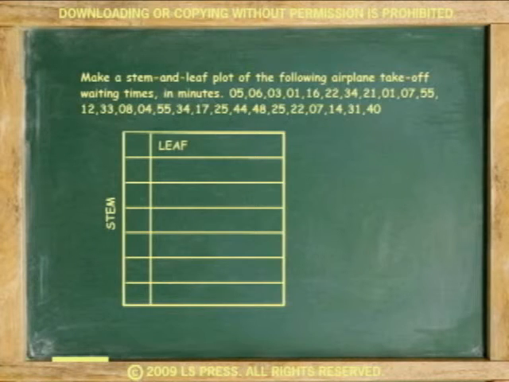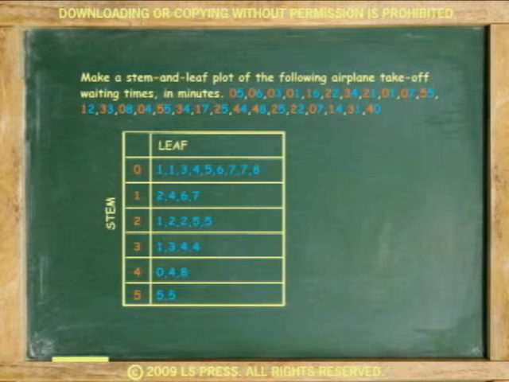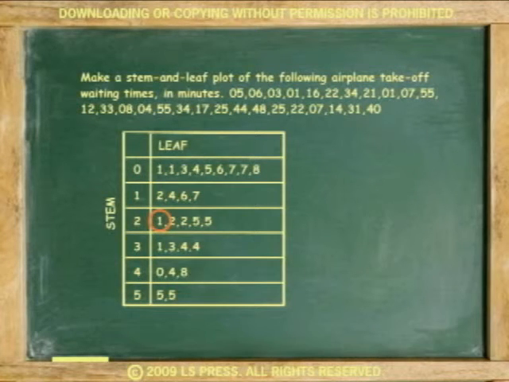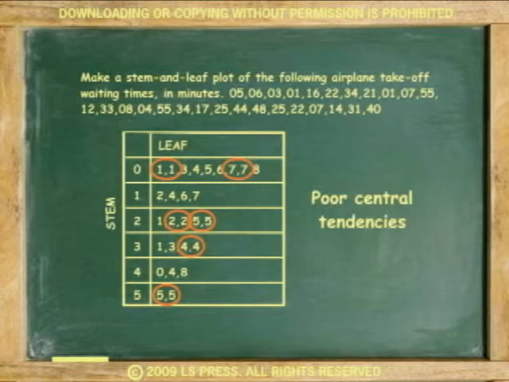For example, make a stem and leaf plot of the following airplane takeoff waiting times in minutes. The stem will be the 10 digits and the leaf the 1 digits. The central tendencies may be checked by looking at the distribution. In this particular case, the data is skewed, or leaning towards the lower values, while the median is 21 minutes and there are 6 modes. This means that there are poor central tendencies.